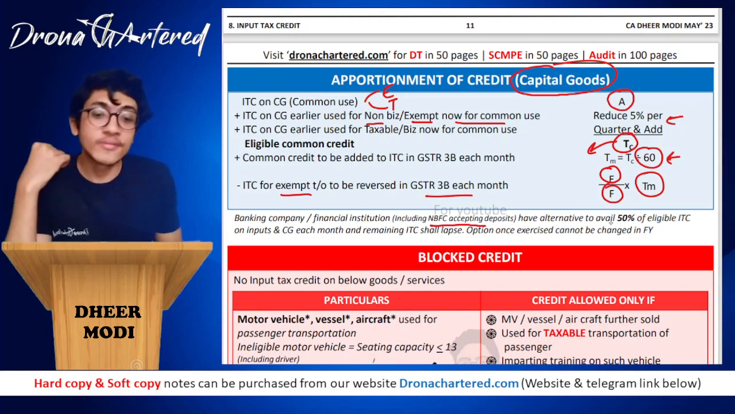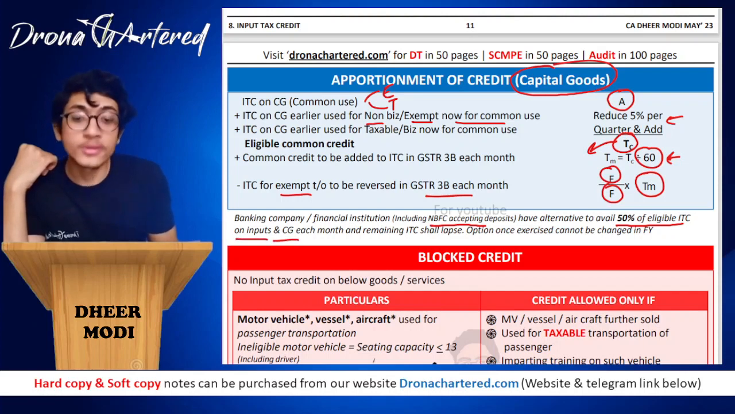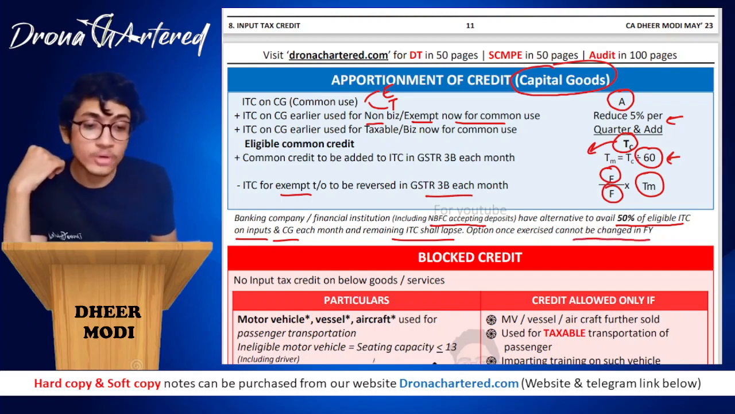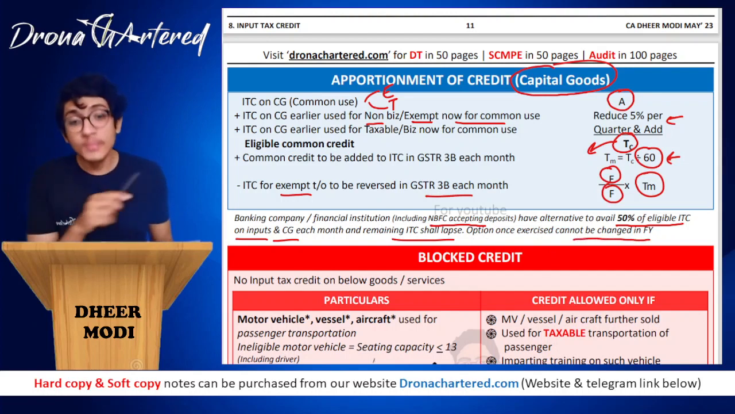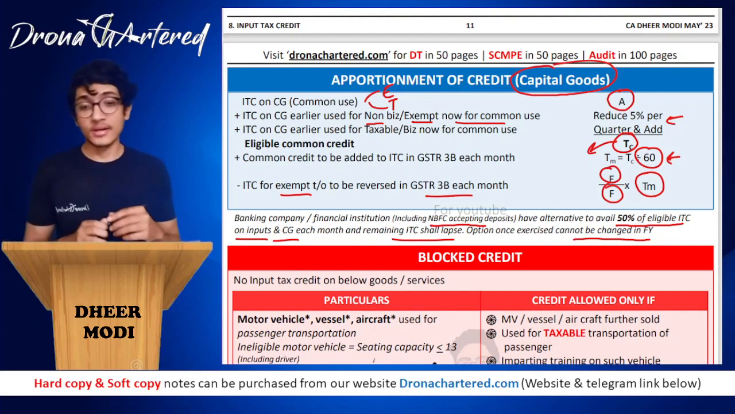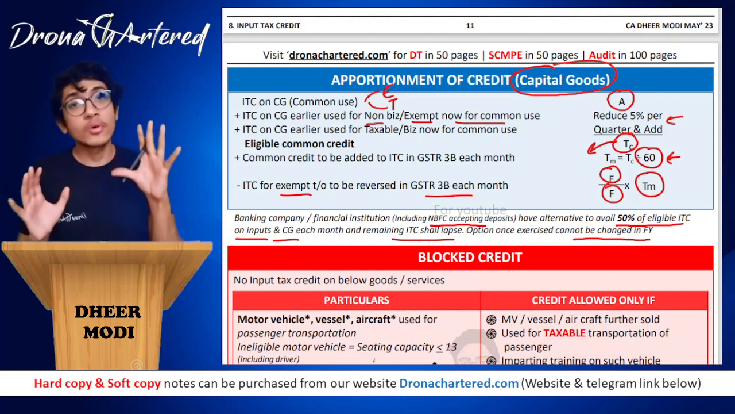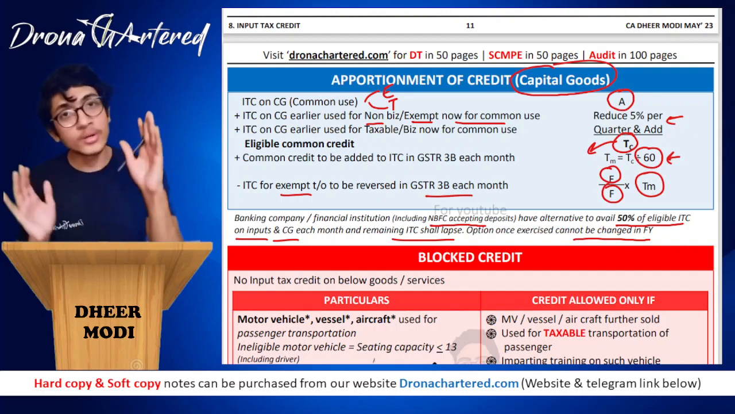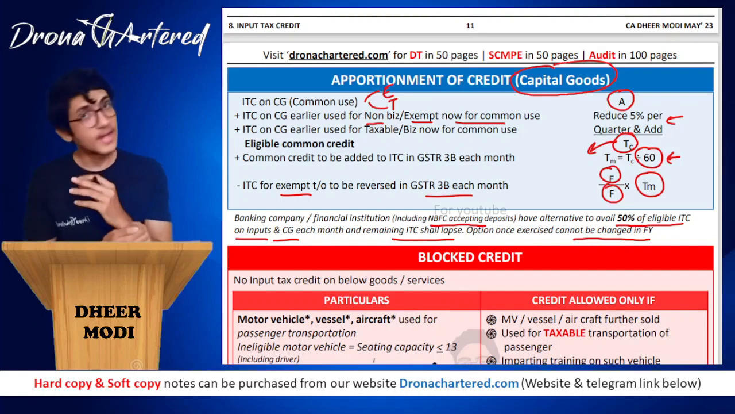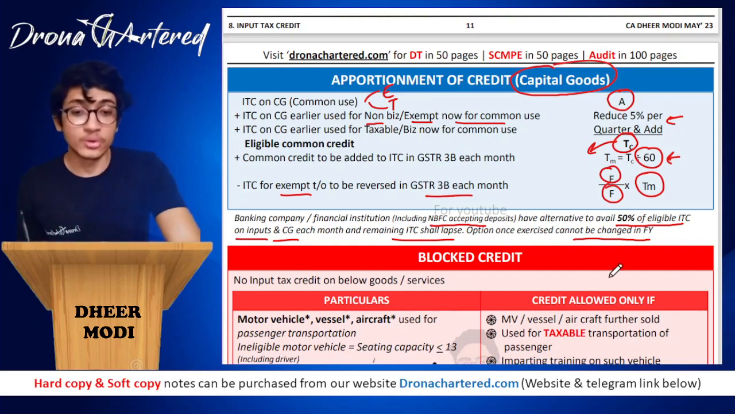Now another thing is, banking company and financial institutions which include NBFC which accept deposits, they have an alternative to avail 50% of eligible ITC on inputs and capital goods each month, and remaining ITC shall lapse. Option 1 exercise cannot be changed in the financial year. So to come out of all of this calculation, etc., they have been given a shortcut that only 50% of whatever tax you paid will be allowed as ITC, rest everything will lapse. So you don't have to do all of this calculation. So this is an option given to them.